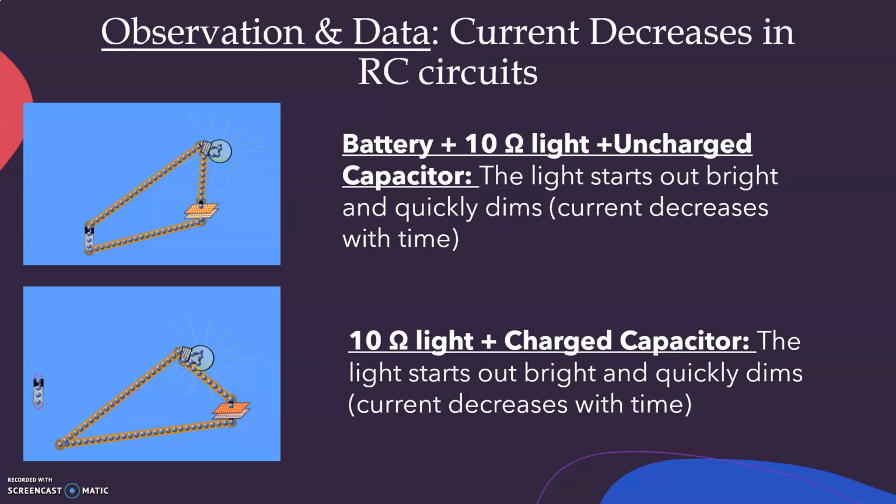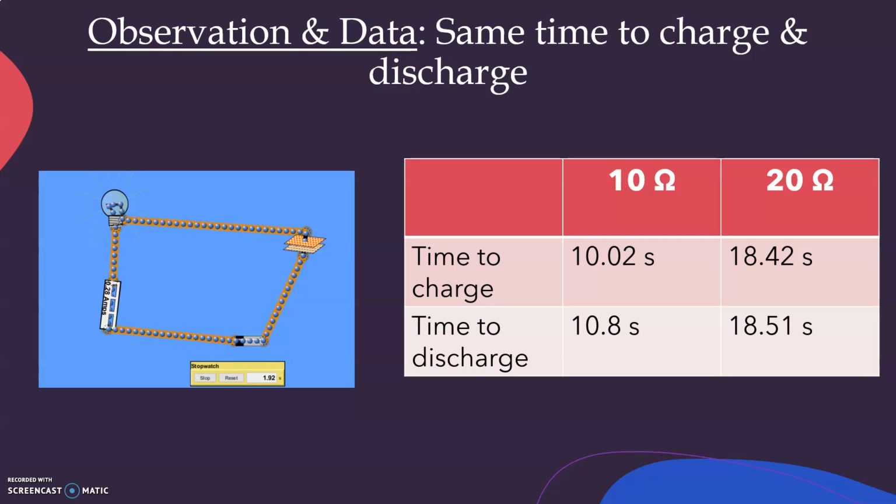Then in an RC circuit with a resistor and a capacitor, if it's an uncharged capacitor and a battery, or a charged capacitor, they behave in similar ways visually, because it starts out with a current and then the current decreases with time, as shown using a light bulb. And when I measured the time for a capacitor to charge and discharge using 2 different light bulbs, it was the same time to charge and discharge, but it depended on the magnitude of the resistance.